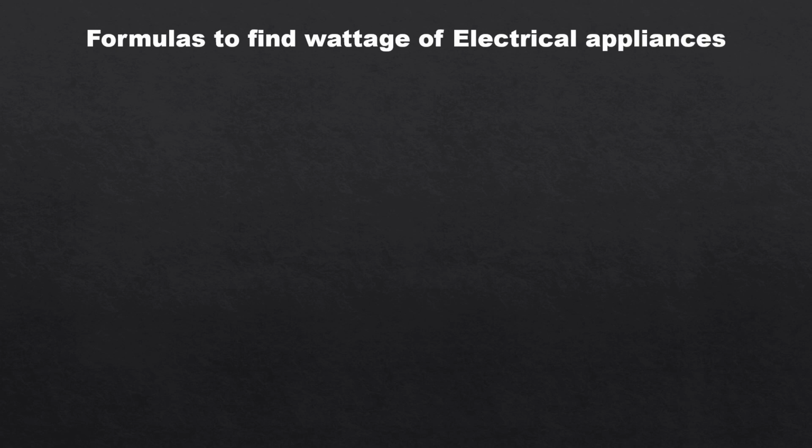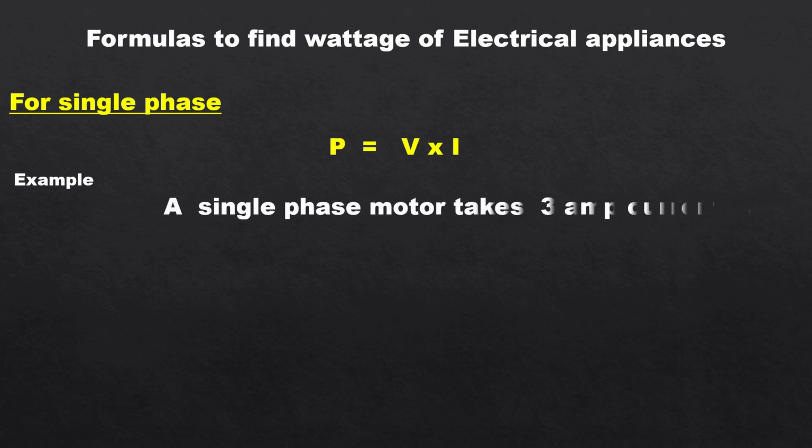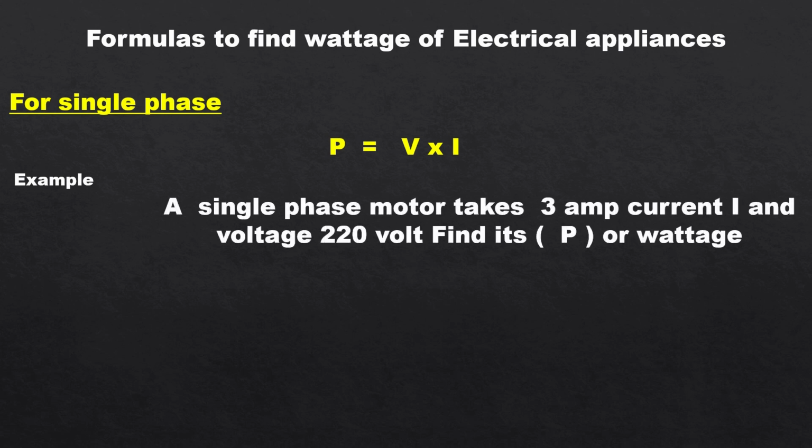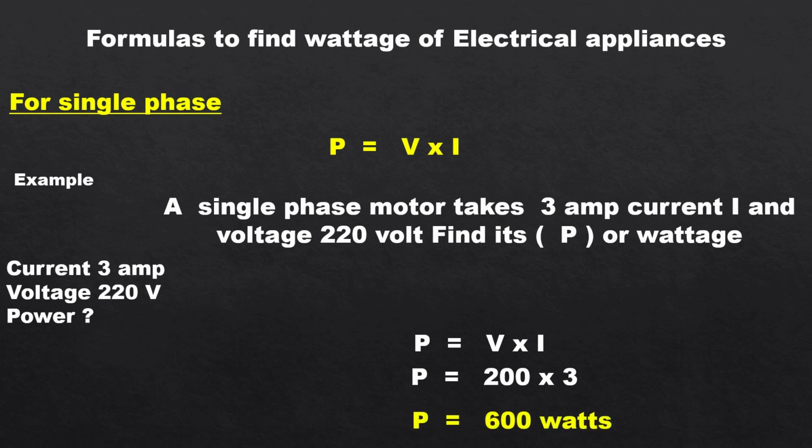Now we are going to find electrical appliances power for single phase. The formula is power is equal to voltage multiplied by current. For example, a single phase motor takes 3 ampere current and voltage 220 volt. Find its power. In this example, the voltage and current are given and the required is power. So put the values in this formula. 220 multiplied by 3. The answer becomes 660. So the power is 660 watts.